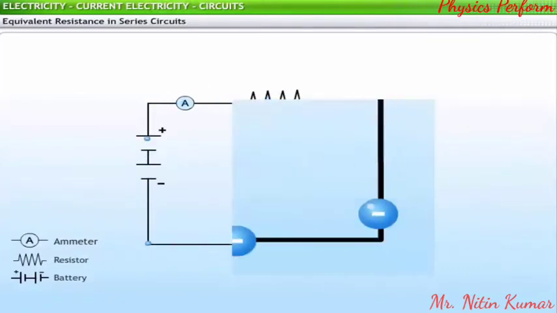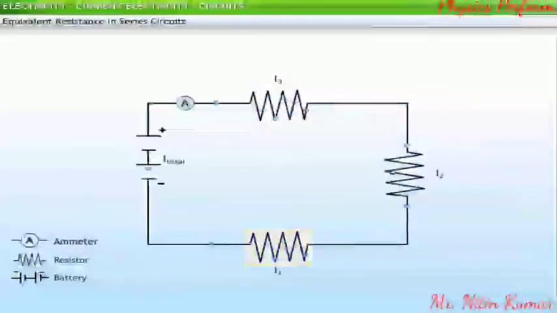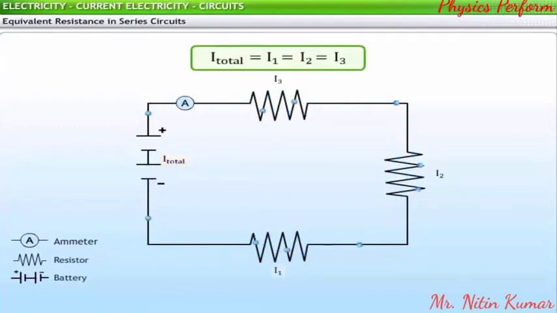Charges can be thought of as marching together through the wires of an electric circuit, all at the same rate. The amount of current flowing through the circuit is the same at all points. The current in the first resistor is equal to the current in the last resistor and the current in the battery. That is, the total current passing through a circuit is equal to the current at any point in the circuit. Mathematically, you can write I total is equal to I1 is equal to I2 is equal to I3.